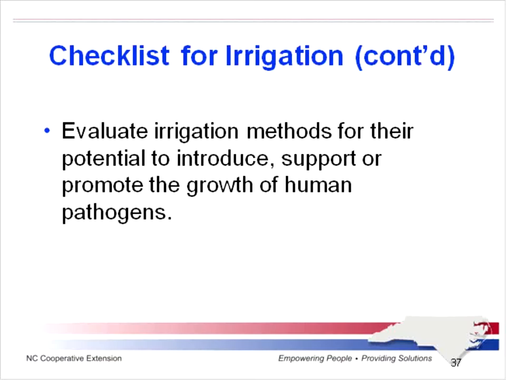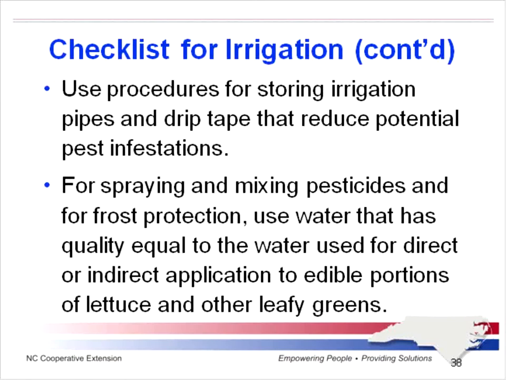Evaluate irrigation methods for their potential to introduce or support the growth of human pathogens. So if you know that after a rainfall event you have significant runoff upstream from a neighbor with cattle, then that would be an inappropriate time to continue using that source for irrigation. Use procedures for storing irrigation equipment, for example, pipes and drip tape, that reduce the potential for pest infestation. Drip tape in a subsurface irrigation with a water source that you don't have complete control of may be a better option than overhead irrigation, for example.